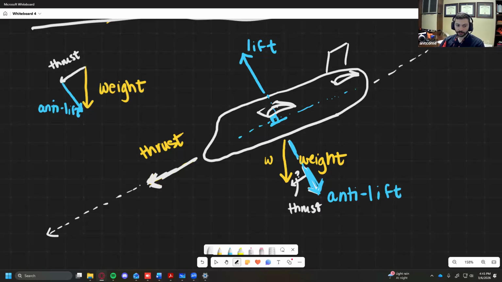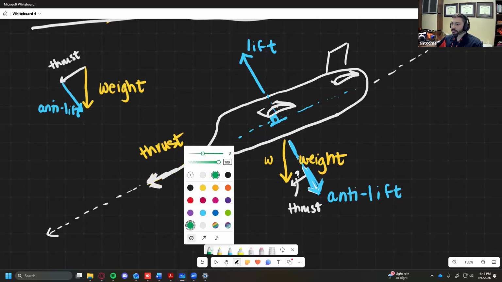Now, for any of you who've ever stuck your hand out the window, you know that there's something that fights you back, right? So let me try to get a different color for this. We know that we also have drag, right?